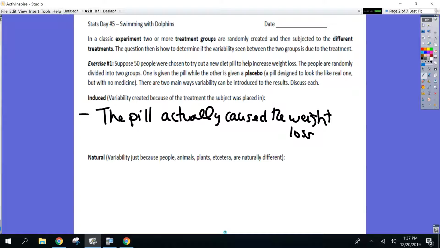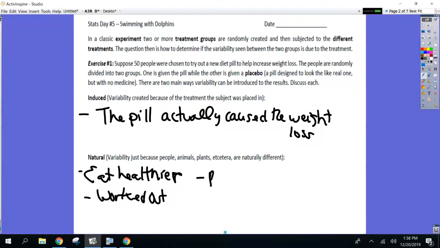Like what? Eat healthier, right? Maybe they ate healthier, so they lost a little bit more weight. It had nothing to do with the pill. That's called natural causes. Anybody else? I got a couple others I want to write up. What's up? Worked out more. Anybody else? The only one I'm going to put up there is maybe that group had a better metabolism, right? Those are all called natural causes.